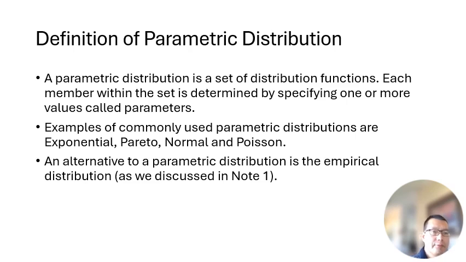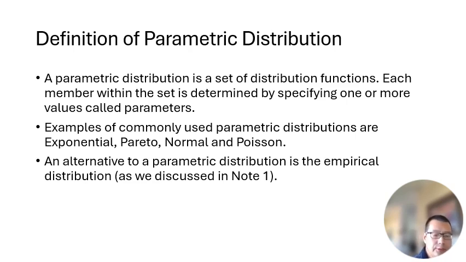So a parametric distribution can be defined as follows. A parametric distribution is a set of distribution functions. Each member within the set is determined by specifying one or more values called parameters. Examples of commonly used parametric distributions are exponential, Pareto, normal, and Poisson.